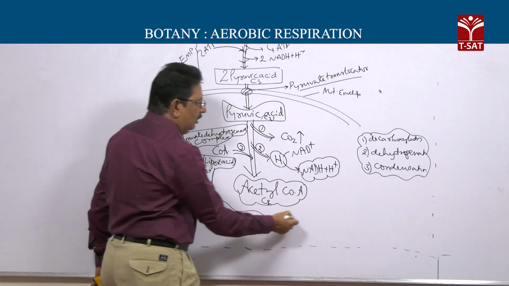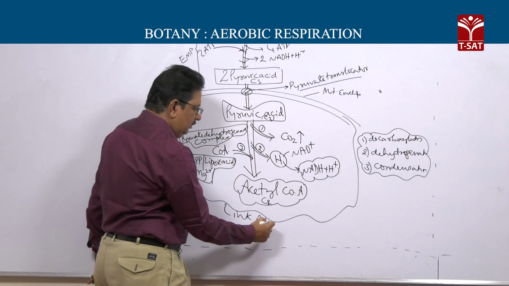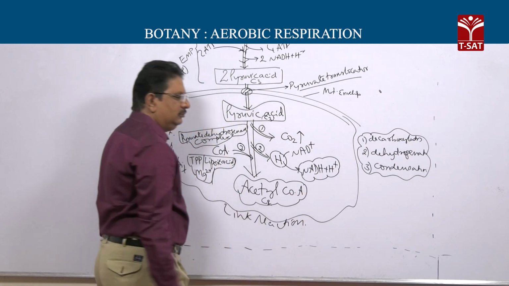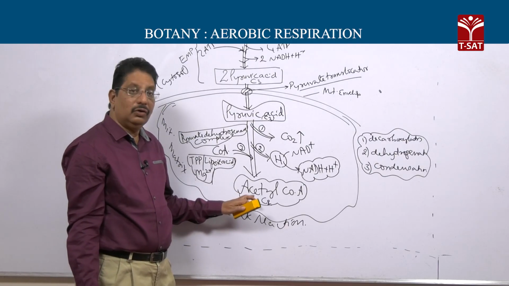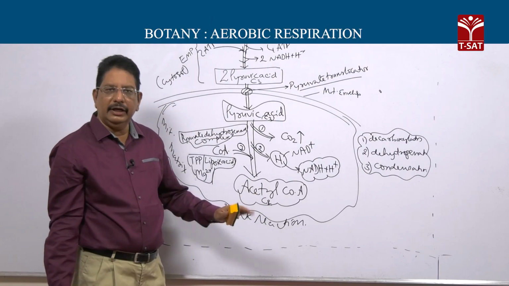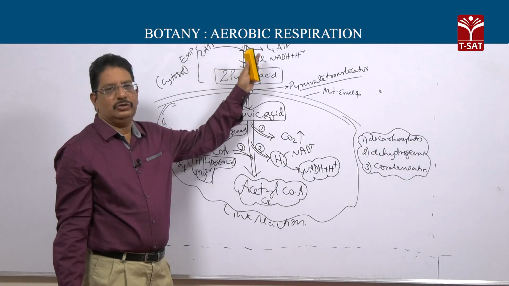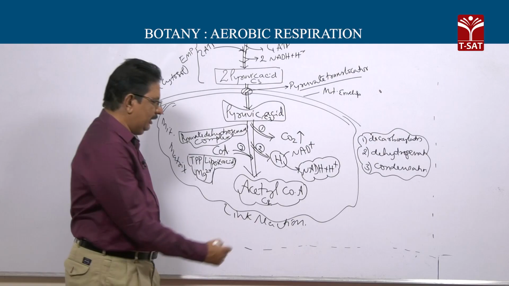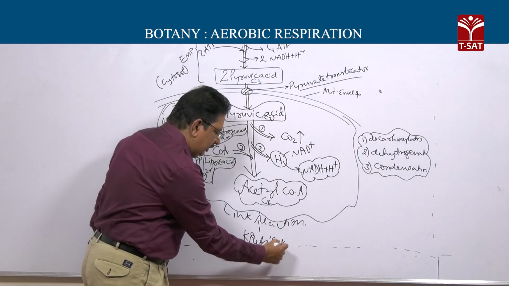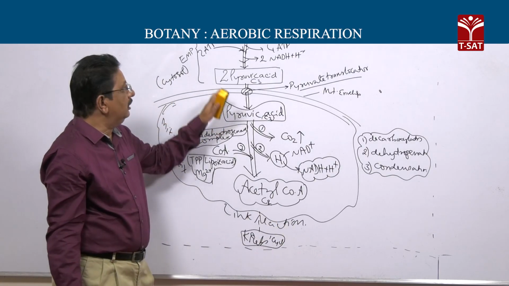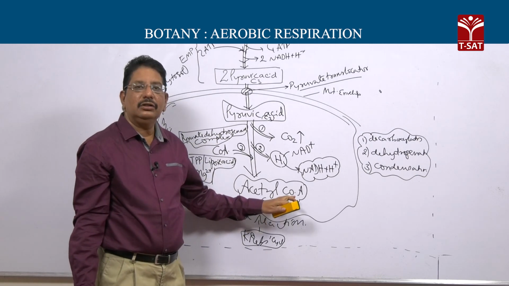So this entire process is named the link reaction, because the product of this reaction, what is it? Acetyl coenzyme A is going to connect or link up the 2 mega events of aerobic respiration, that is glycolysis and Krebs cycle. So Krebs cycle and glycolysis are connected by a linking substance called acetyl coenzyme A.